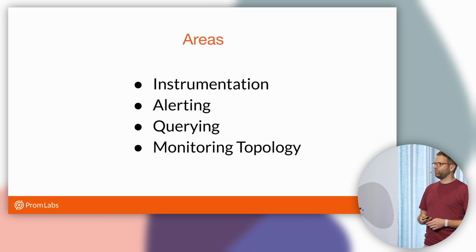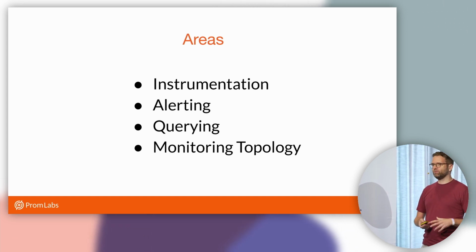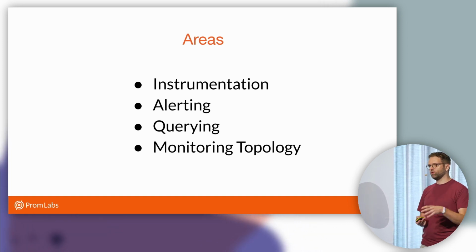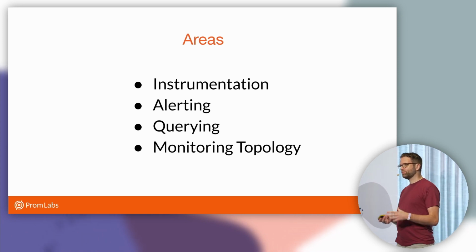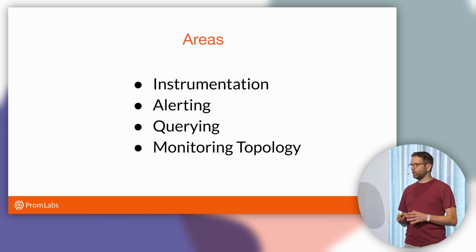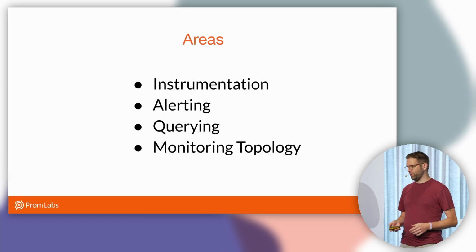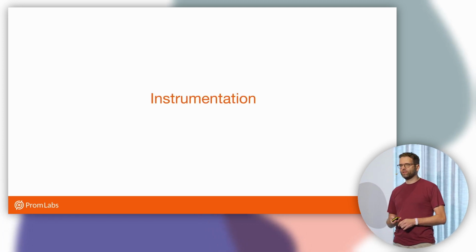So I'm going to cover best practices in a number of areas of Prometheus: instrumentation, like getting metrics out of the things you care about. Then how do you define alerting rules on top of that? How do you write PromQL queries in general, like some best practices there? And then monitoring topology, how do you plug together parts of your monitoring in the best ways? Let's talk about instrumentation first.